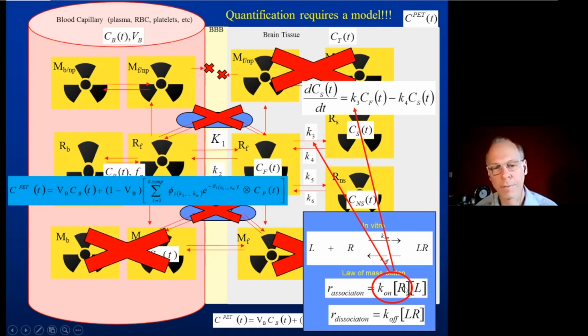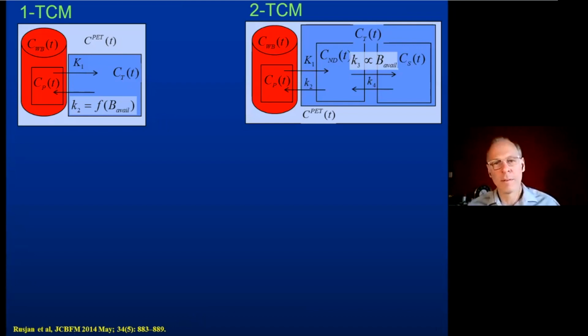So this model gives a relationship between the radioactivity that we measure with the radioligand and the concentration of the target protein. This is how the model is simplified when we merge the non-specific binding with the free binding. This is called the two-tissue compartment model. And in some cases, we cannot distinguish the two compartments, and we have to use a one-tissue compartment model, which is even simpler.